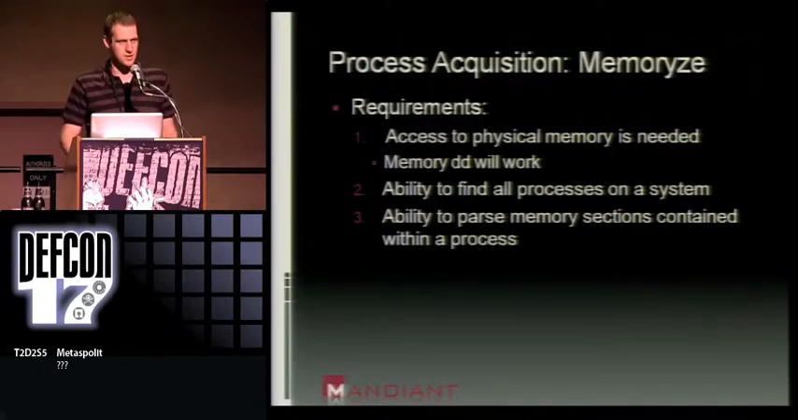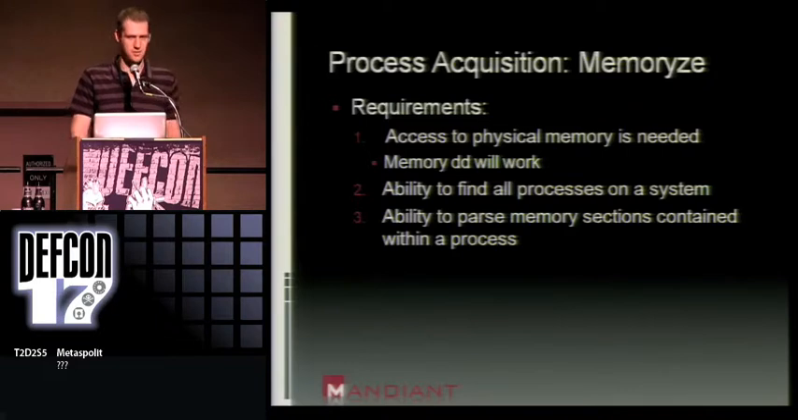The requirements for process acquisition utilizing Memorize are the following. We need access to physical memory. This is pretty trivial. It was written about in Phrack. We're going to skip these slides coming up, so just brace yourself for me to flip through them. Ability to find all processes has also been talked about previously. There are talks we'll sort of touch on that.